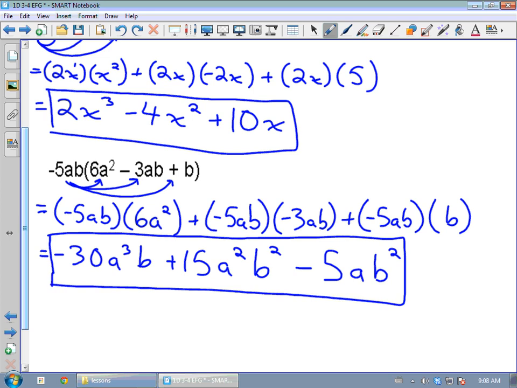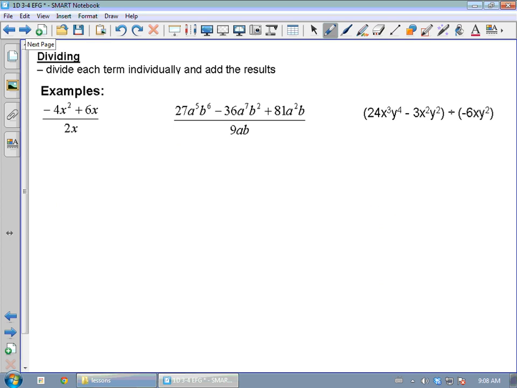Now we can follow a similar sort of process if we want to do division. So flip over that page. If we want to do division, we can take our division and break it up into step by step. So divide each term individually and add up the results. So our first example, we've got negative 4x squared plus 6x, and we're dividing it by 2x. Let's break this into two divisions.